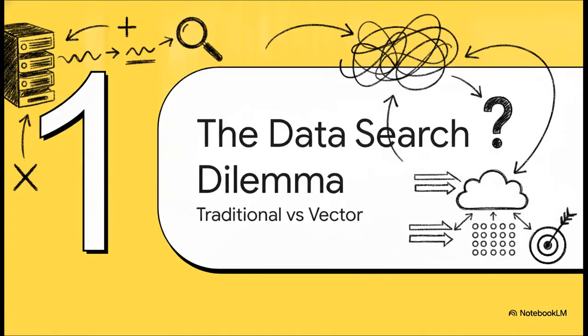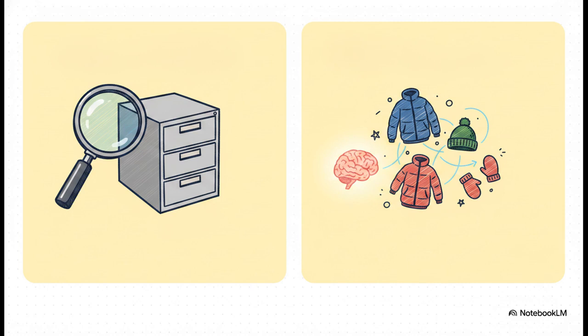All right, Section 1, the data search dilemma. As developers, pretty much all of the software we write revolves around one central thing, right? Data. We spend our entire days adding it, tweaking it, and most crucially, trying to fetch the right pieces of it back. For decades now, we've leaned heavily on relational databases and exact keyword matching.